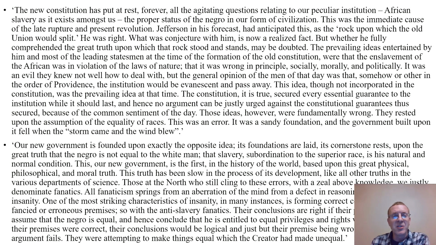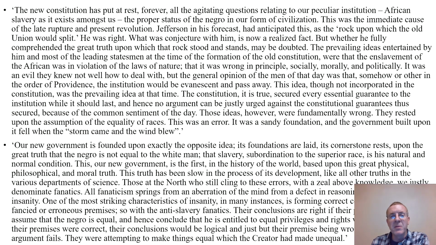It's going to protect it. So let's take a look at what he says about that. "Our new government is founded upon exactly the opposite idea. Its foundations are laid, its cornerstone rests upon the great truth that the Negro is not equal to the white man, that slavery, subordinate to the superior race, is his natural and normal condition.